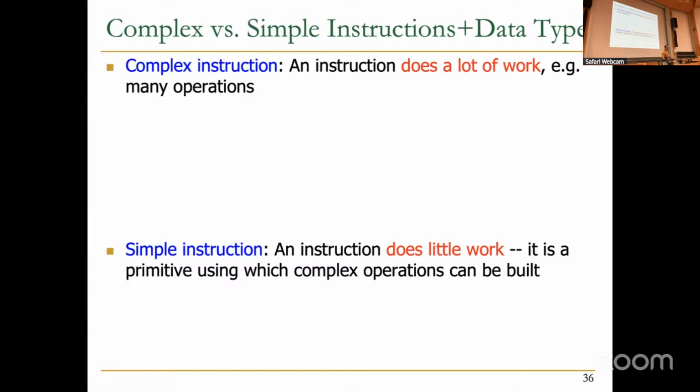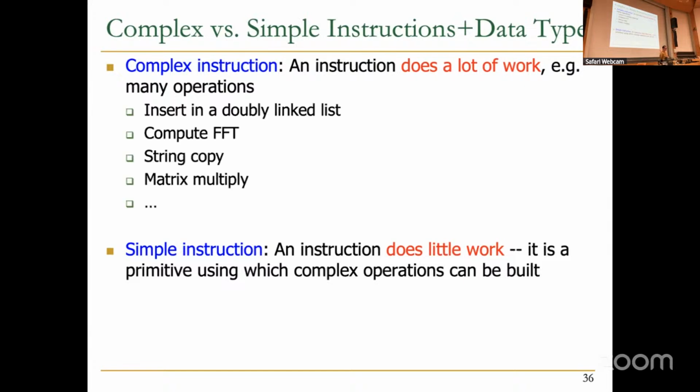So we're going to add addressing modes. But usually people talk about complex instructions and simple instructions, right? Complex data types and simple data types. A good definition of complex instruction is an instruction that does a lot of work. Many operations, basically. And we've talked about some of these, right?